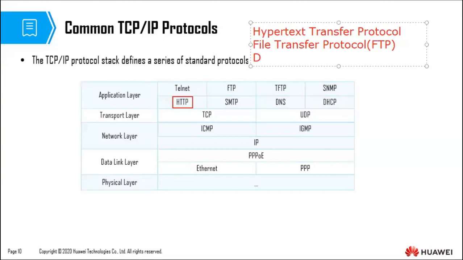Then we have, we're just mentioning a few at each layer. Here we're also looking at DNS, domain name service, DNS. DNS is used to map domain names to IP addresses. So facebook.com is what we call the domain name.